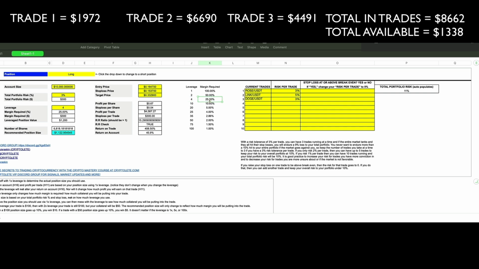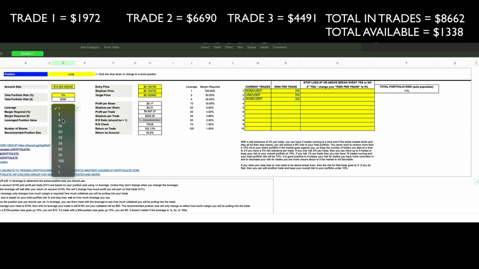In fact, because it is under 10%, we could use 10x leverage on this particular trade also. And that way, we will still get out at 6.7%, which is what the stop loss is. And it doesn't matter that we're using the leverage because we're putting $4,491 into the trade regardless.